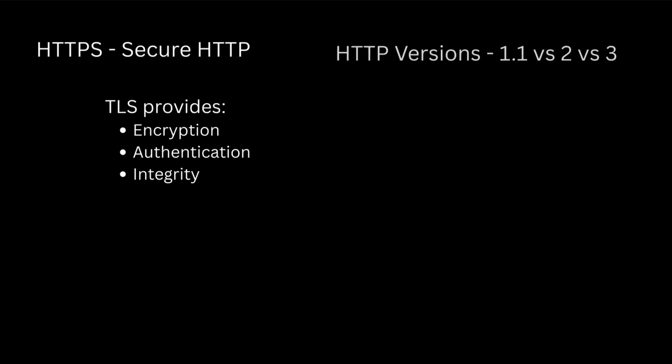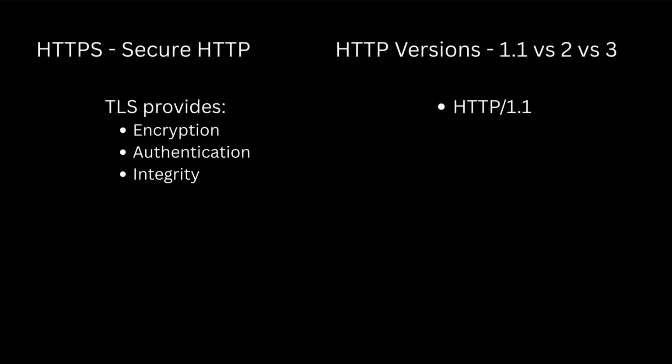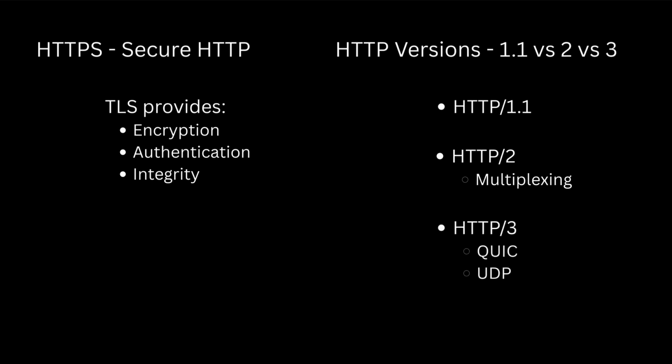And the protocol also evolved for speed. HTTP 1.1 was slow because it mostly handled one request at a time. HTTP 2 fixed this with multiplexing, letting us send many requests over a connection. And we have HTTP 3, which is built on QUIC and UDP. It ditches the old TCP baggage to give us faster handshakes and better performance on mobile networks. Today, for large scale systems, HTTP 3 is the gold standard.